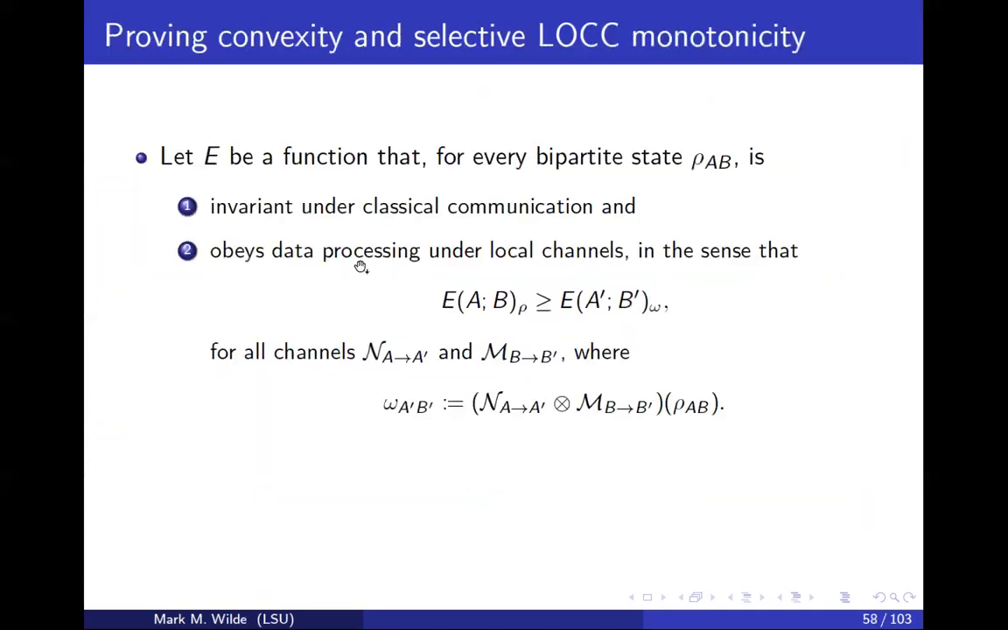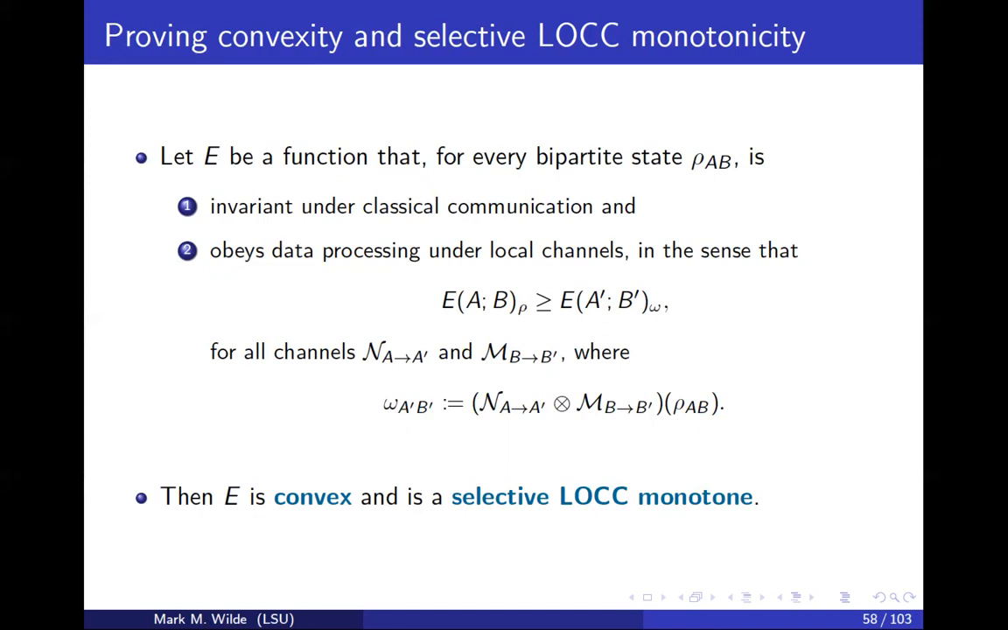And suppose that it's also obeying data processing under local channels. So you have some initial state, you do a local channel on Alice's system, you do a local channel on Bob's system to get this output state. And suppose it does not increase under the action of this local channel. Then you can conclude that E is in fact convex and a selective LOCC monotone. So many interesting entanglement measures have this property.